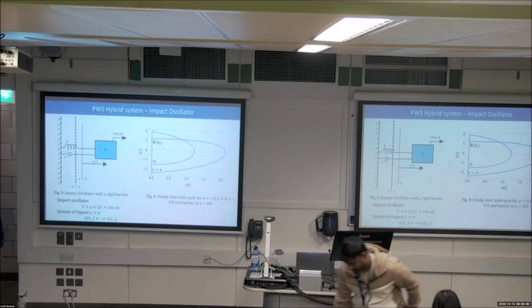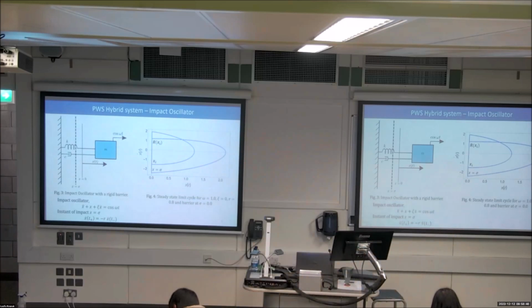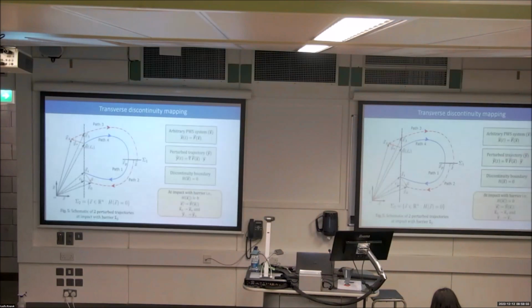Now, the main idea is to understand how orbits behave in the local neighborhood of the primary limit cycle, especially in the local neighborhood of the discontinuity boundary. So in this case, the trajectory comes over here, undergoes an impact at Xi and gets mapped to R of Xi. So the idea is to look at two trajectories. The blue trajectory is the primary limit cycle and the red trajectory is the perturbed path.